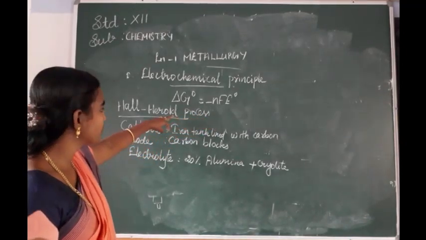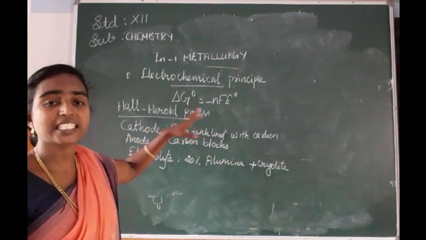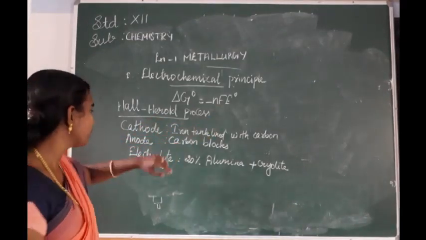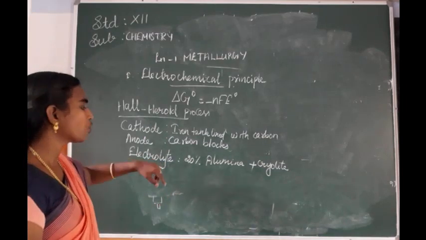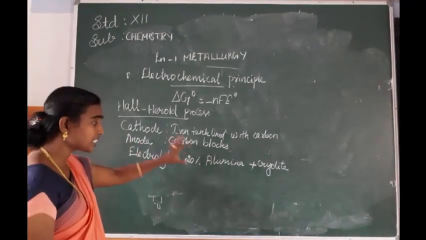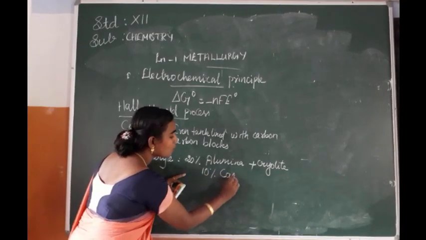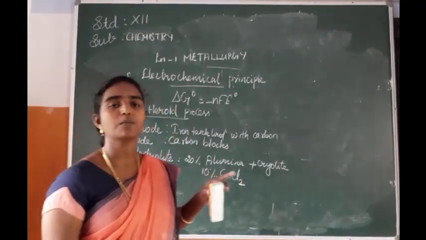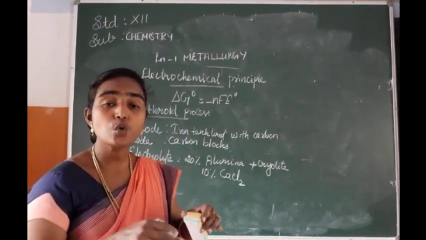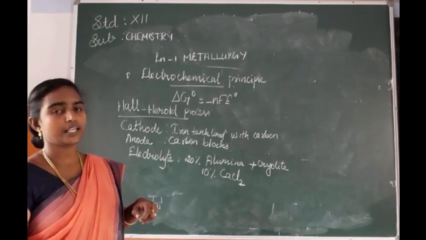So what is the use of this Hall-Héroult process? We are going to extract aluminium, that is, the electrochemical extraction of aluminium. Book back question. So the cathode is an iron tank lined with carbon, the anode is carbon blocks, and the electrolyte is 20% alumina and molten cryolite. Okay. So next, along with this electrolyte, we are going to add 10% calcium chloride. We add this 10% calcium chloride to lower the melting point of that particular mixture. Is it clear?